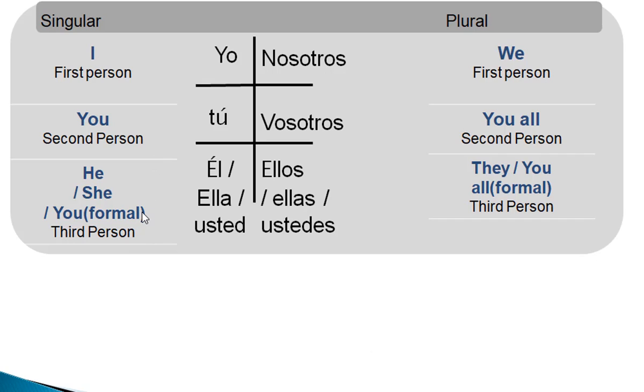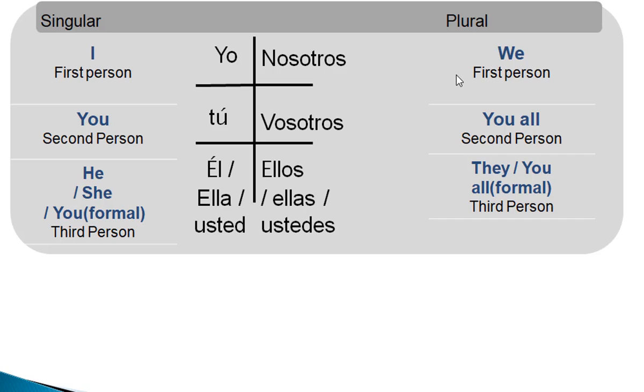And again we see a U over here. In Spanish there is a different way if we want to address a person in an informal way or in a formal way. If we want to address in an informal way, we have tú. If we want to address in a formal way, we have usted. So first person yo, second person tú, third person él, ella, usted.